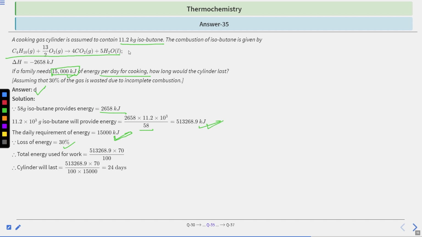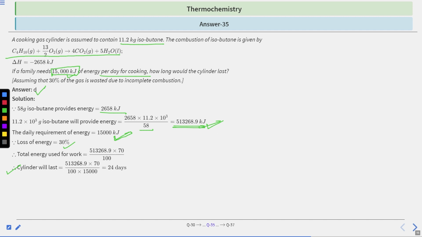Because only this amount of isobutane is present in a cylinder, and 30% is wasted, only 70% is being used, right? So the 70% of this energy is what we have to use as the total energy used for work, and the cylinder will last. So we have this amount of energy, and we have to calculate how much energy is used per day, and in how many days it will be consumed.